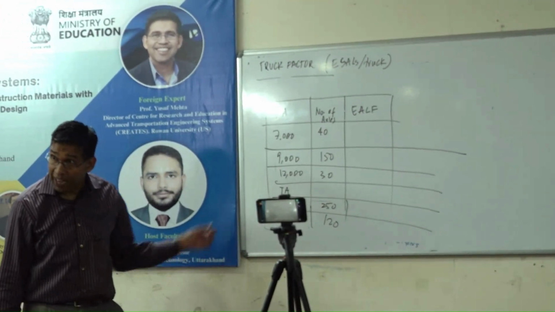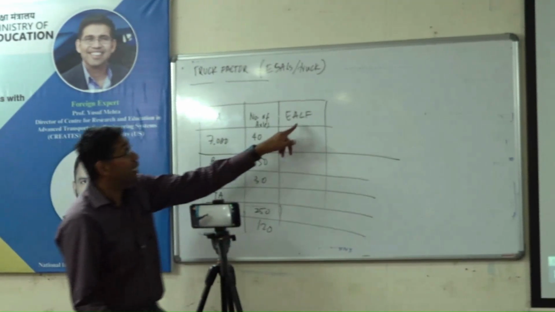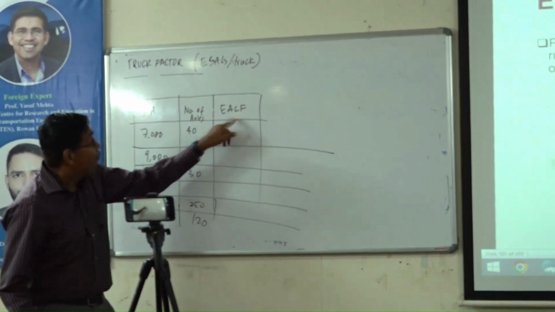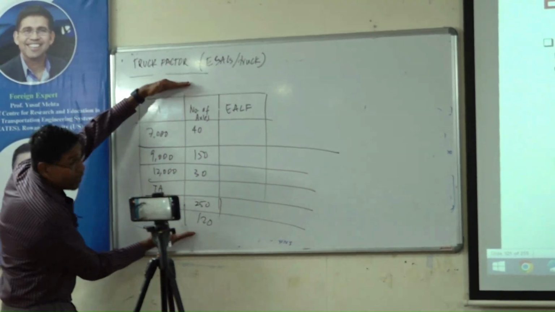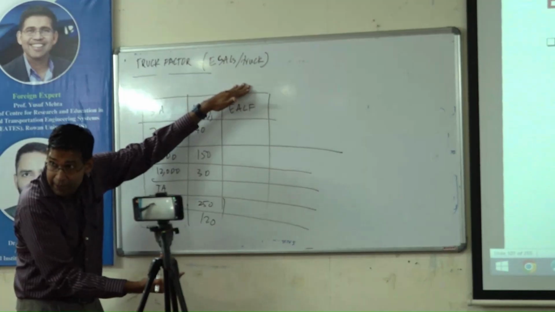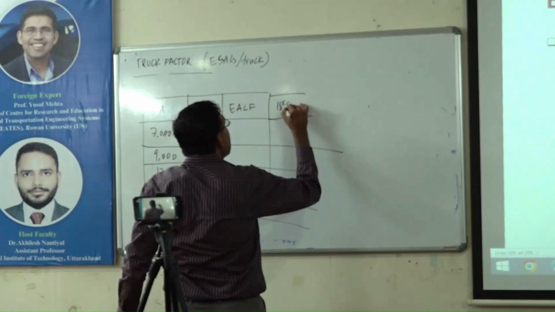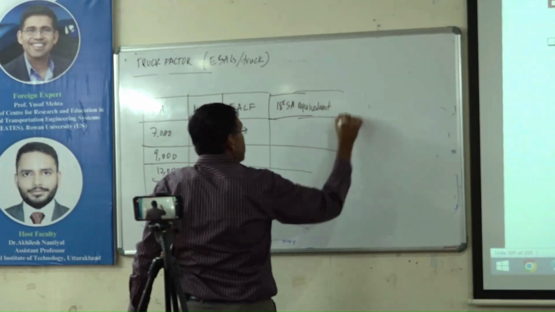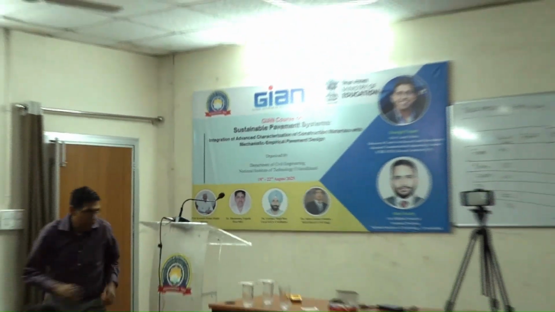I have to collapse everything to 18-kip single axle, correct? Does that make sense? That means I have to use the EALF that I explained to you earlier. Once I collapse everything to 18-kip single axle, those 200 trucks will have that many single axles. Can everybody understand that? So this will give me the 18-kip single axle equivalent for each of those. Got it? Let's go back to the table.